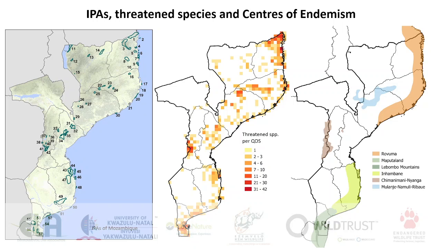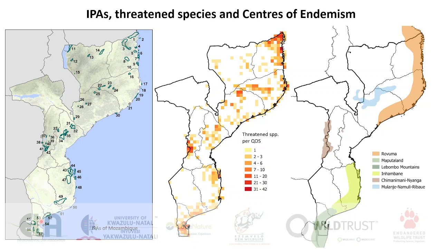Notably, the two coastal regions of the Rovuma centre of endemism here in the north, corresponding to quite a number of IPA sites, and the Greater Maputoland region in the south, which is here subdivided into three local centres of Inhambane, Maputoland in the strict sense, and the Lobombo Mountains, again corresponding to quite a number of IPA sites in the south of Mozambique.